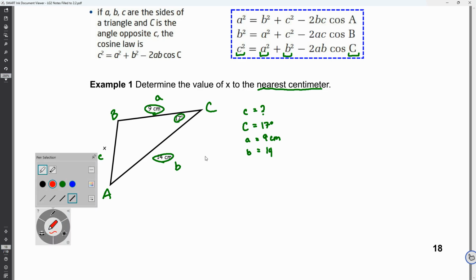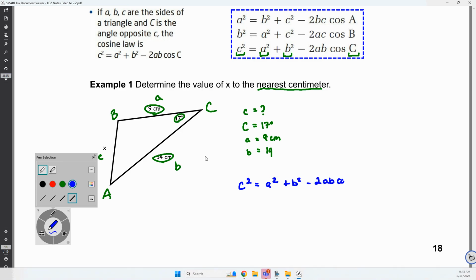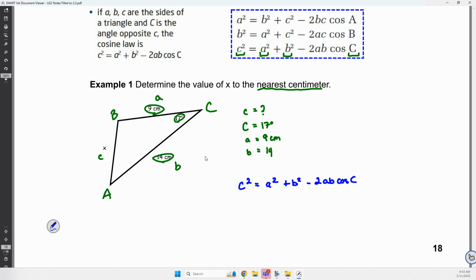What that ends up looking like is c squared is equal to a squared plus b squared minus 2ab cosine C, and I just fill this all in. So I have a, which is 9 squared, plus b, which is 14 squared, minus 2 times 9 times 14, and I'm multiplying that with cosine 17 degrees. This gives me a value of 36.011, and it carries on.